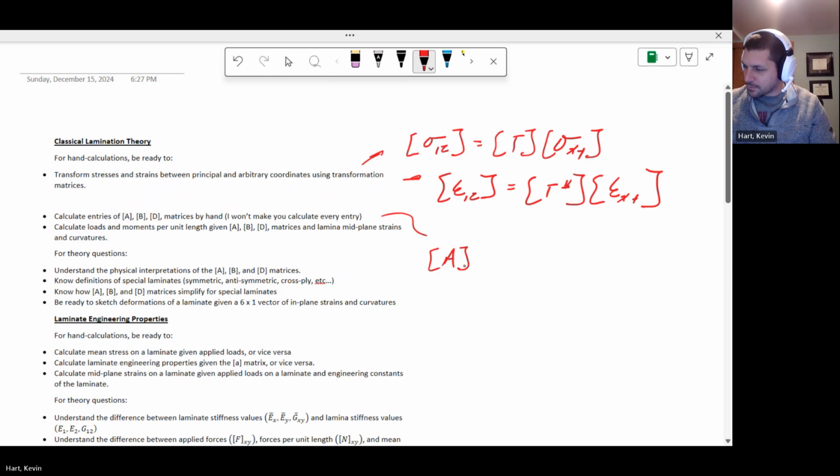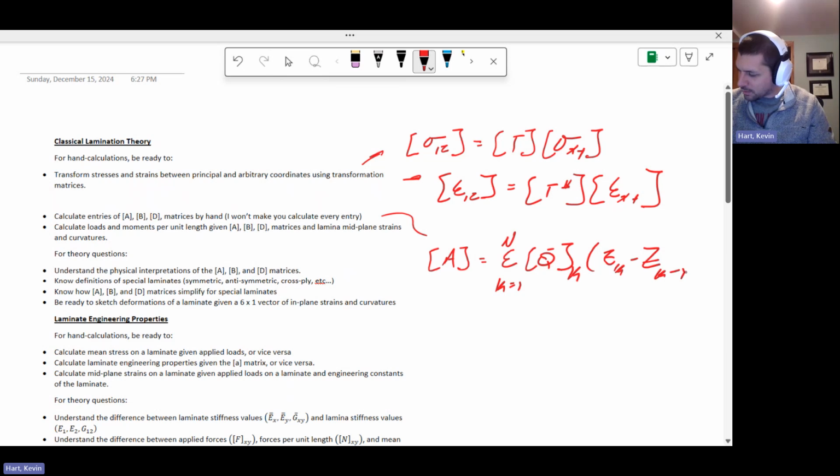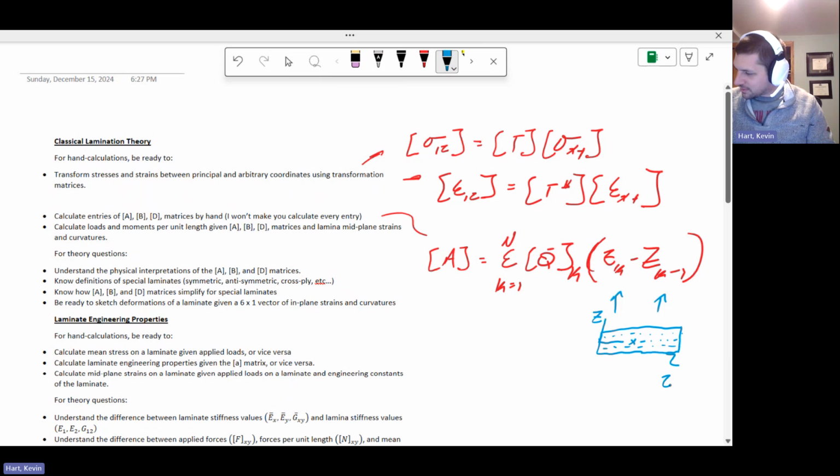Calculating A, this is the summation from K equals 1 to N of Q bar K times ZK minus ZK minus 1. Okay, where we've done a lot of these types of problems now. ZK and ZK minus 1, these are coordinates of the laminate. And remember, we always assign our coordinate system for our laminate at the midplane. So here, this is probably your X direction, this is your Z direction. And so if you have a laminated material with various layers, then this would be like Z0. Here, this would be like the coordinate Z1 and Z2 and Z3 and Z4.